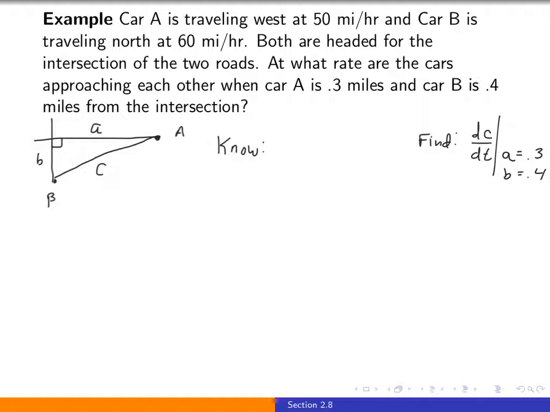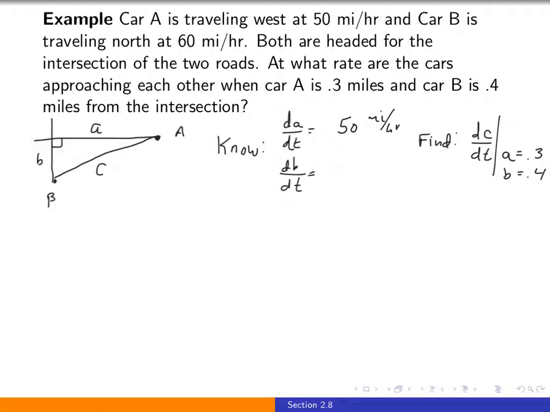Well, we know how quickly car A is moving and how quickly car B is moving. So we know dA/dt and dB/dt. And here we have to be careful. Car A is traveling west at 50 miles per hour. So the gut instinct here is to just write down 50 miles per hour.